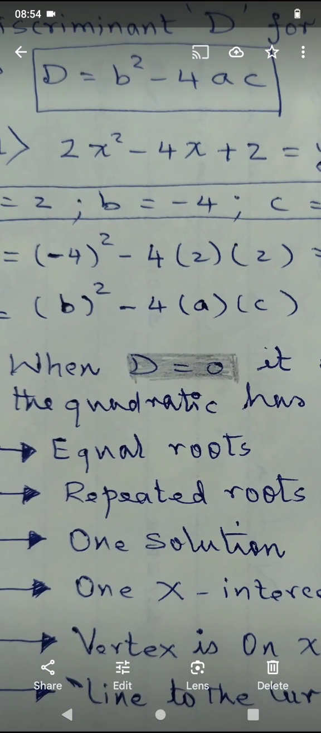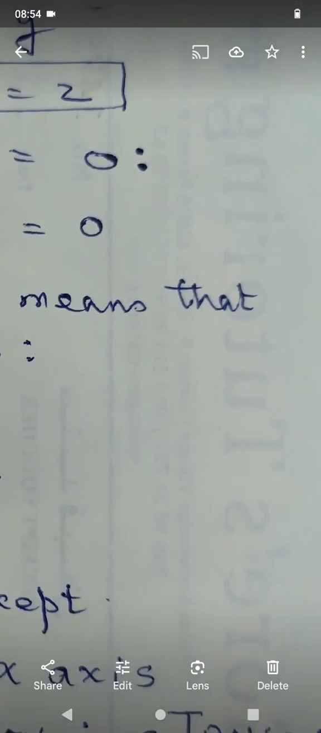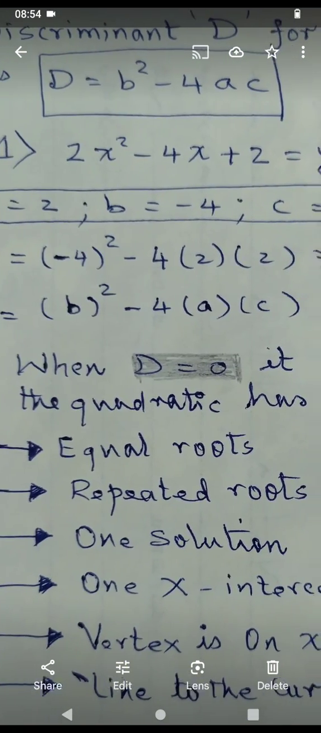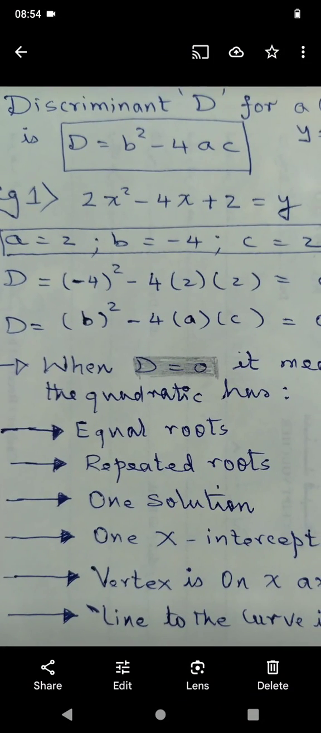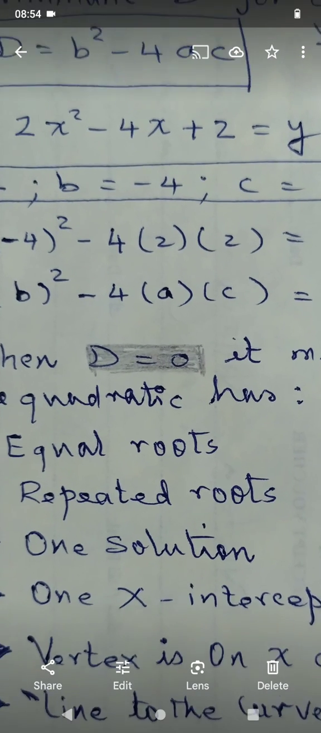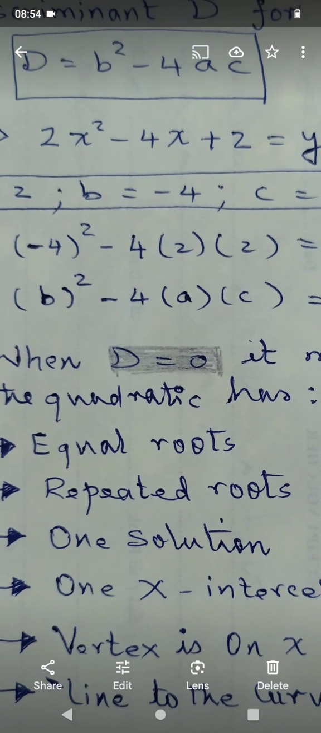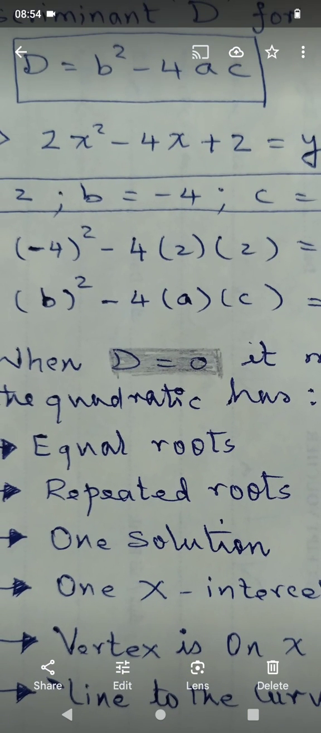So what does this mean when d is 0? In the IB examinations, the questions could be asked in many different ways. For example, this quadratic expression, when d is equal to 0, could mean that it has equal roots. That means both the roots are the same. It could mean repeated roots, which means the same thing. They ask you in a different way by asking you about repeated roots.